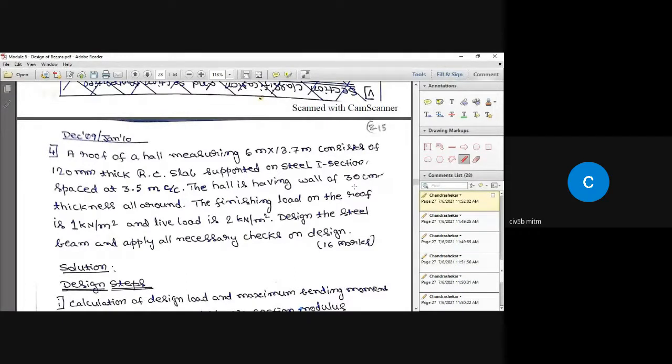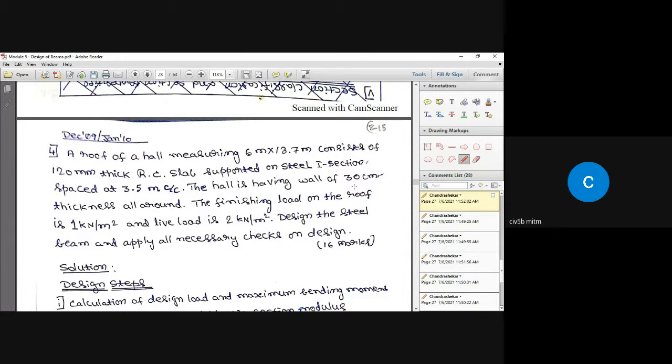Okay. So the next problem is like this: a roof of a hall measuring 6 meter by 13.7 meter consists of 120 mm thick RC slab supported on steel I sections, spaced at 3.5 meters center to center. The hall is having walls of 30 centimeter thickness all around. The finishing load on the roof is 1 kilonewton per meter square and live load is 2 kilonewton per meter square. Design the steel beam and apply all necessary checks on design.